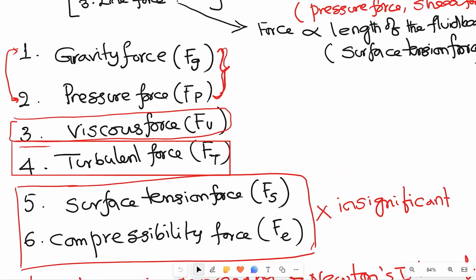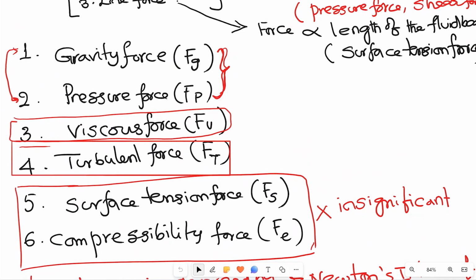And at the same time, these surface tension forces are also negligible. So naturally, these fifth and sixth forces, surface tension force and compressibility force, are negligible. Hence, these two forces are not considered in the flow analysis in fluid mechanics. Coming to the next one, the turbulent force. The turbulent force is also not generally considered for all the cases. At this level, we won't consider it.